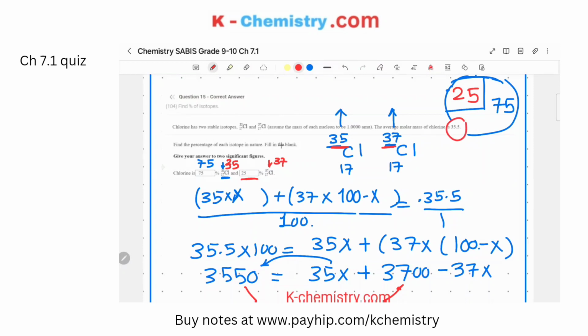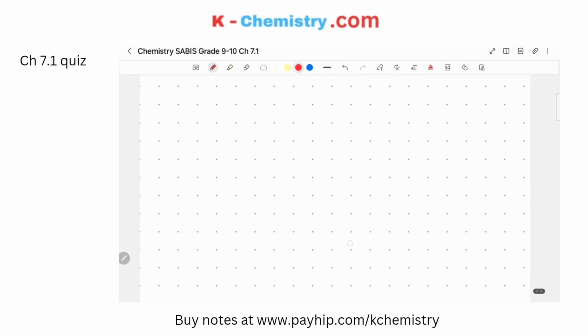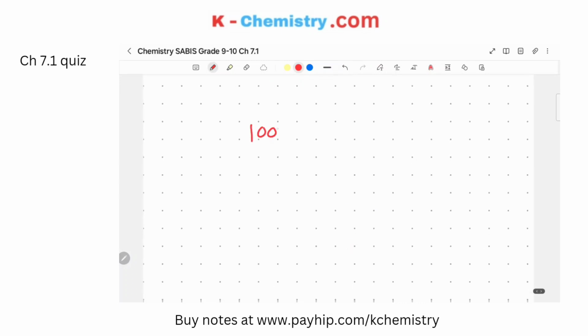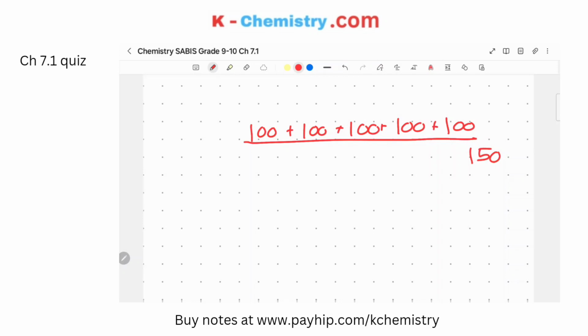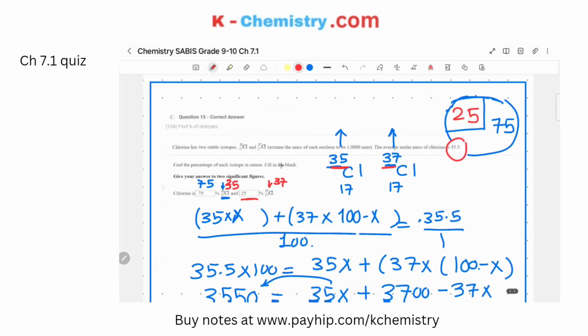Of course, it is closer to the number 35. It's like if I told you I have a class and the students have masses of 100 kilograms, 100, 100, 100, 100, and one of them is 150. What will be the average mass? Is it closer to 100? If you calculated the average by adding these and dividing by the count, you will find that the average is closer to 100 than 150 because there is only one student with the mass 150.